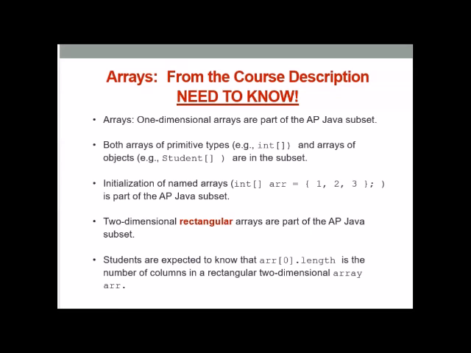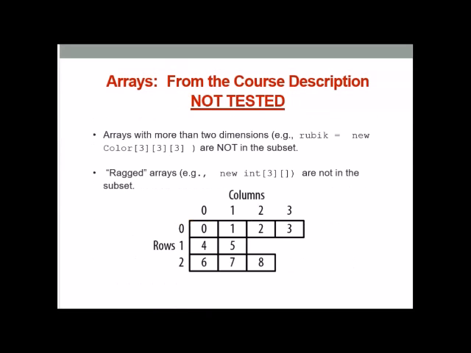Students are also expected to know that array[0].length is the number of columns in a rectangular two-dimensional array. Again, something that's not tested would be a three-dimensional array, and also an array that has an uneven number of rows and columns. So if you had an array with the inner array having 4 items, and then the second one having 2, and then the third one having 3, that wouldn't be tested on the AP test.